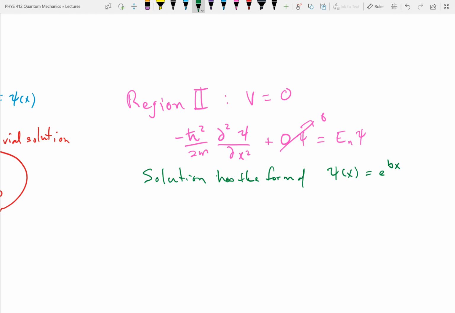Psi of x is equal to e to the bx. And so given that it has this form, then I say, okay, if the solution has that form, let's plug it into the equation and find what b has to be. So I put it into my equation.